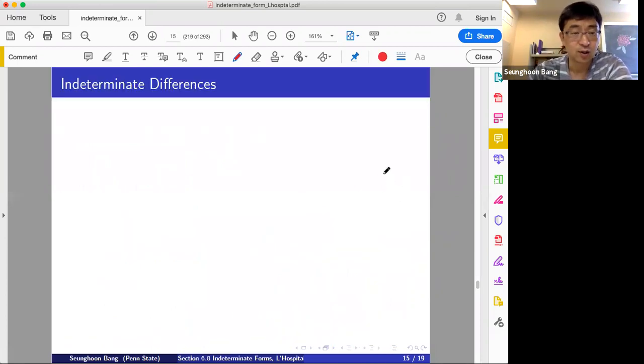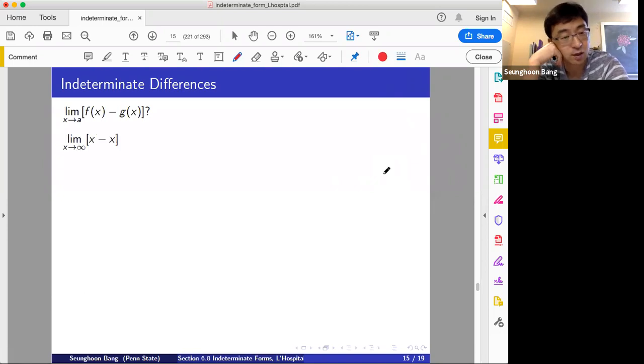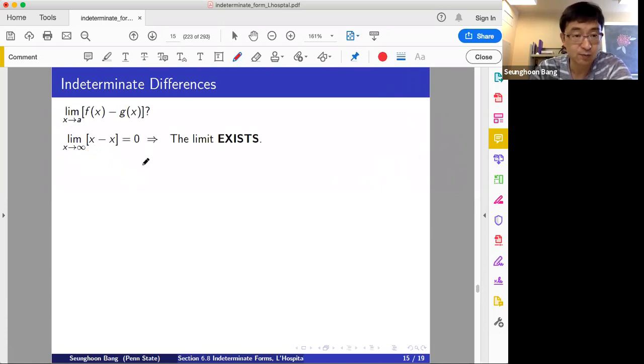The next one, indeterminate difference forms. The f of x minus g of x form. So what's that? We think about x minus x. You can plug infinity into x. So we have infinity minus infinity form, right? But the answer is 0. The limit exists.